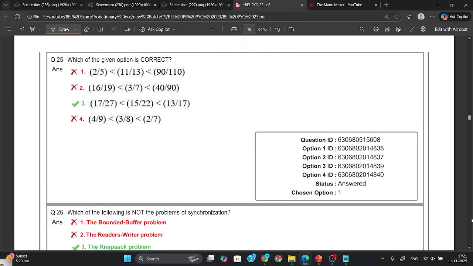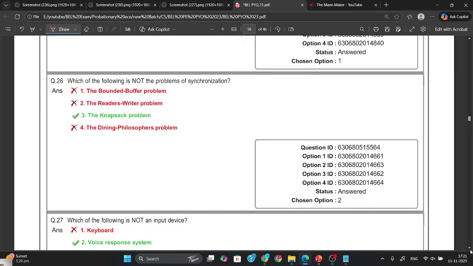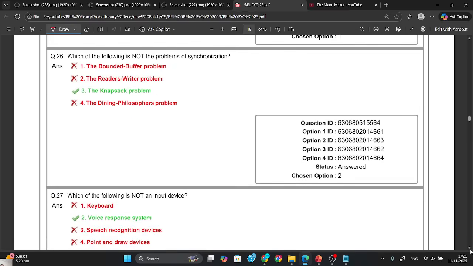Which of the given options is correct? This is again related to your aptitude part. Okay, which of the following is not a part of the problems of synchronization? This is related to synchronization problems. This is also related to synchronization problems. This one is not related to synchronization problems. All right, so this is your answer.